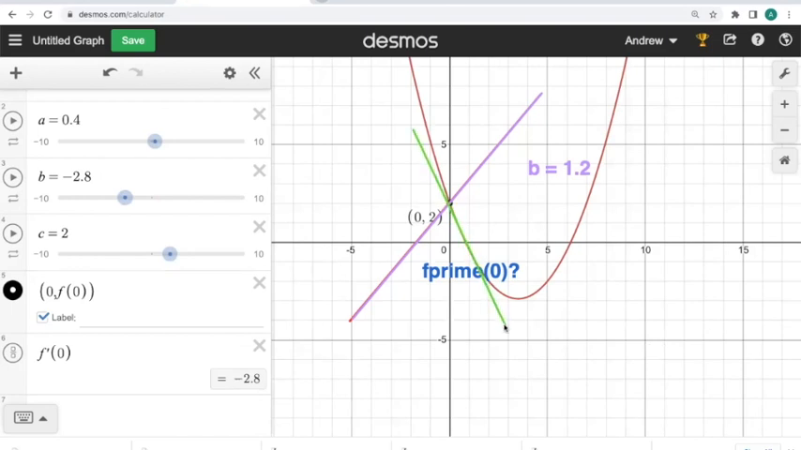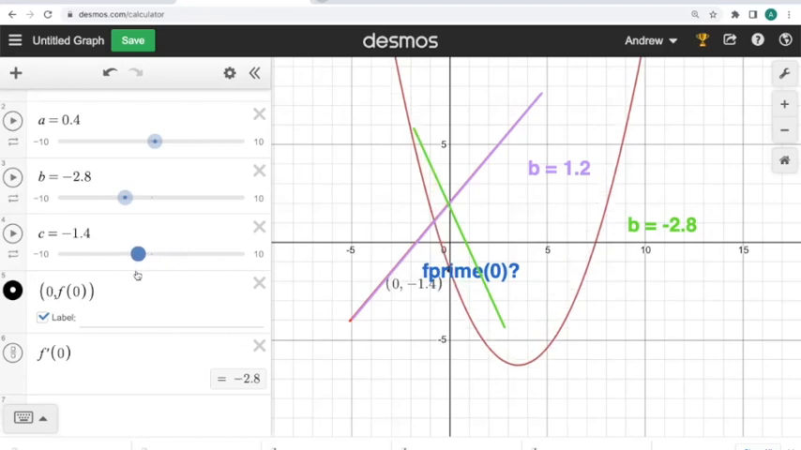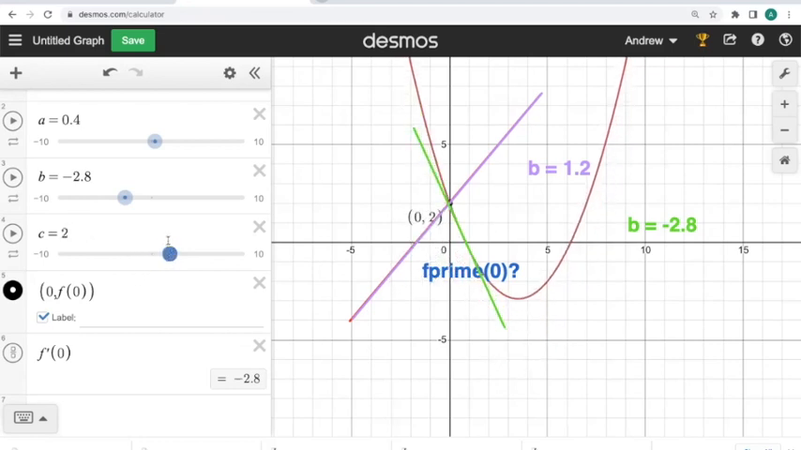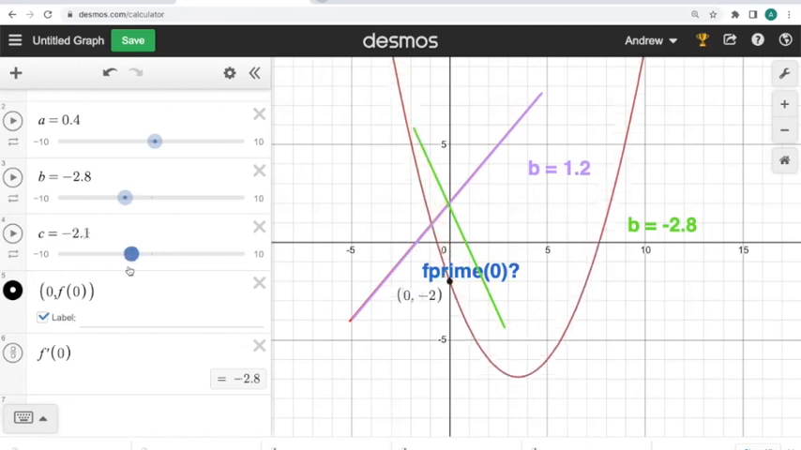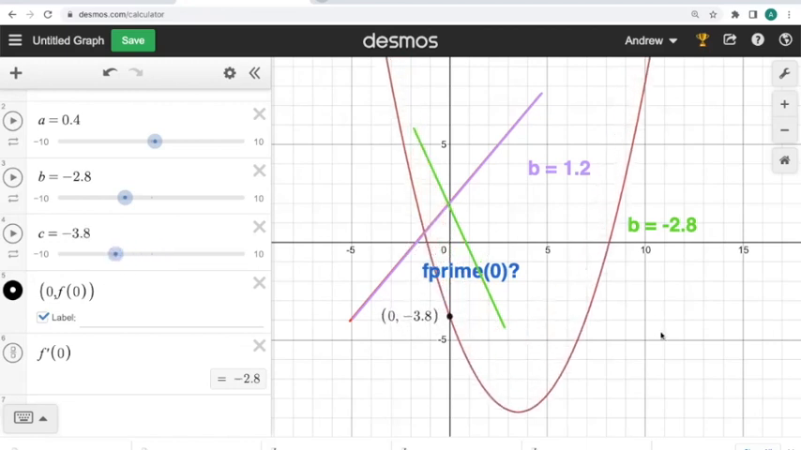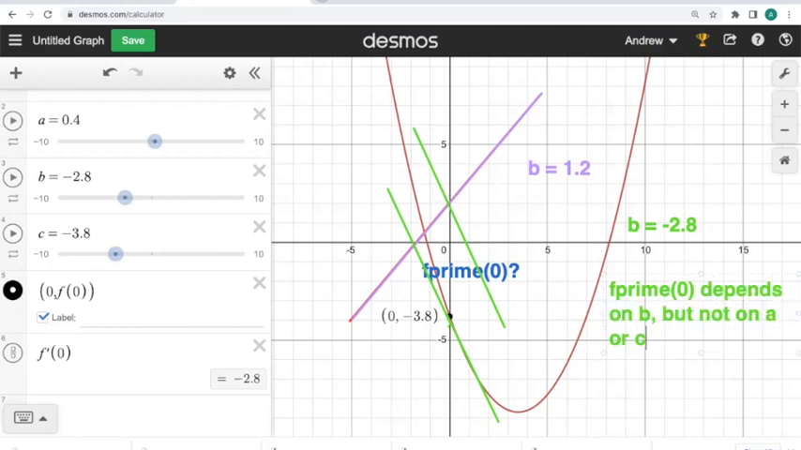So this is my tangent line in green, roughly, when B is equal to negative 2.8. When I drag C, it's kind of hard to see here, but the slope is staying the same. It's just that the y value is changing, but the slope is staying the same, because right here, I have this tangent line, and that's parallel if I draw it right. So f prime of 0, as I do this experiment, looks like it depends on B, but not on A or C.